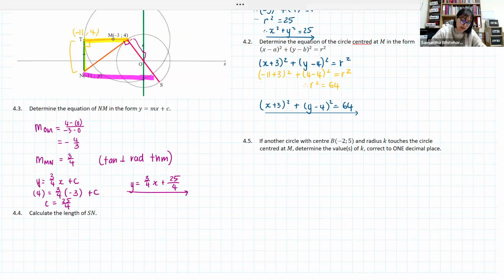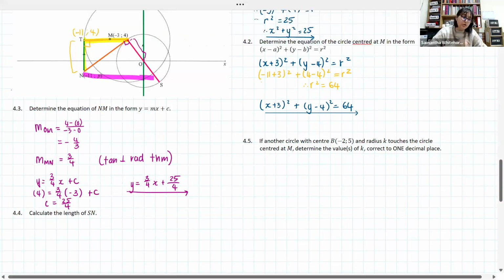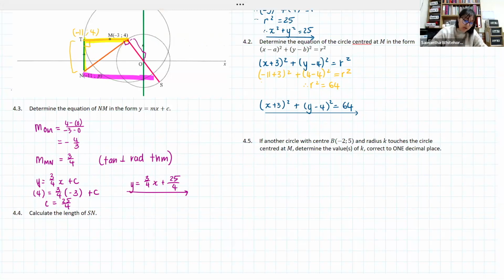Okay, now you don't know S, you don't know the full coordinate of N, but you can work these things out. N is very easy to work out. You've just worked out the equation for the straight line. So you can go and substitute in the x value for N and find what the y value would be. So y would be equal to 3 over 4 times negative 11 plus 25 over 4. And you can go and get what N's y coordinate is. So the y coordinate of point N is -2. So N's coordinates are -11, -2. So you already have that.